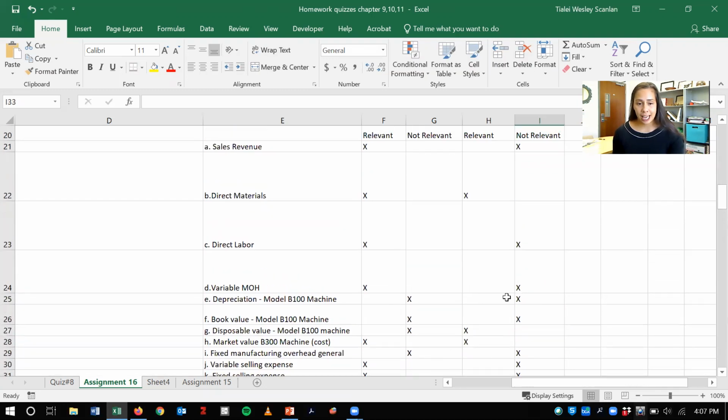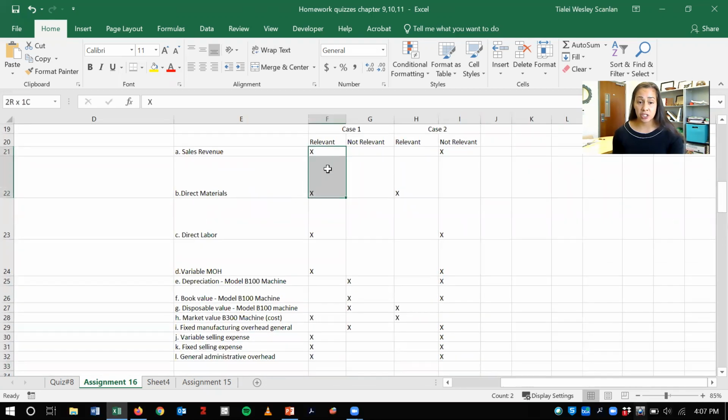So just to recap, hopefully this was okay. If you're going to change the sales, everything, including the sales revenue and all of the variable costs, will be relevant. And then they said specifically that these ones would be affected, the fixed selling expense and general admin overhead for case 1. Case 2, there was going to be a cost savings with direct material, and then we are not worried about depreciation. It's already a sunk cost. Book value, already paid that, that's a sunk cost. And so now what you're going to sell it at, disposable value, is relevant. We're going to get rid of it and then buy the new machine. So this is it for 10-1.